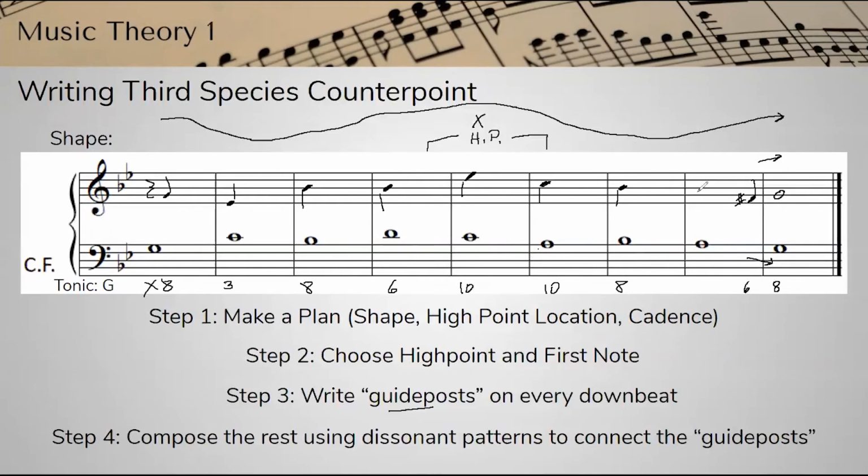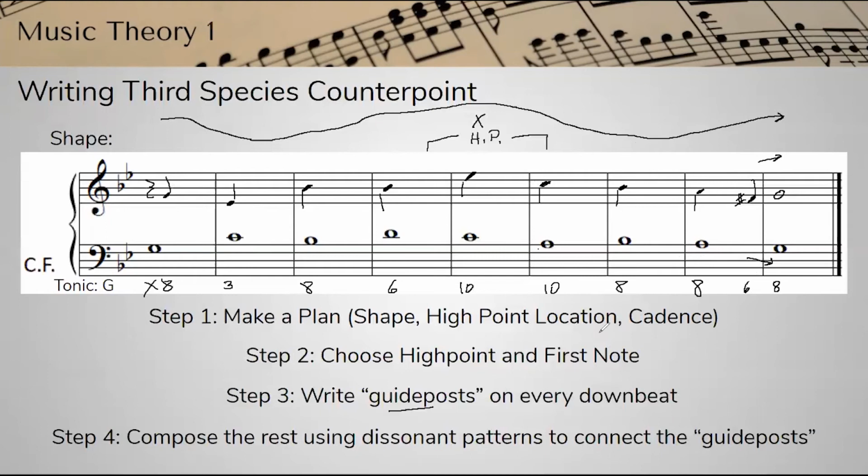So we could pick A. That would create parallel octaves, which actually are okay in this species, aren't they? In that case, because they're not parallel since there's a lot of distance. So maybe we could try to get to that A if we can do it. Okay. So there are our guideposts.